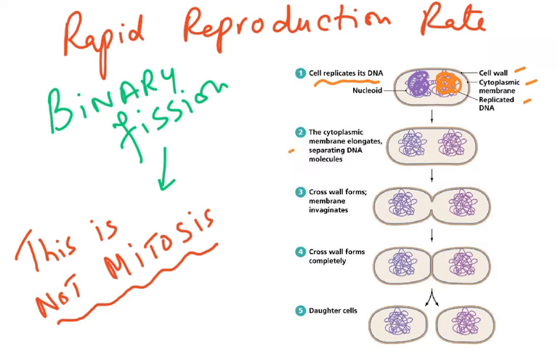Now, number two, the cytoplasmic membrane elongates, separating the DNA molecules. So now the cell has become a little longer. Then the cross walls form, and the membrane invaginates. The cross wall forms completely, and two daughter cells are formed. Now this happens every 20 minutes.